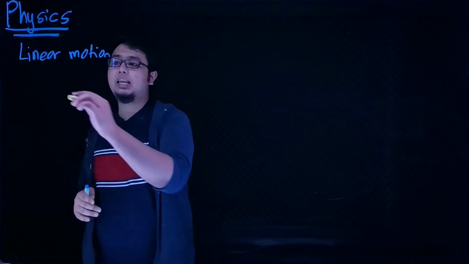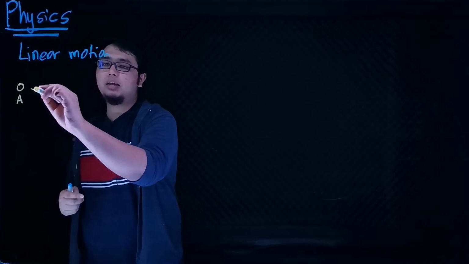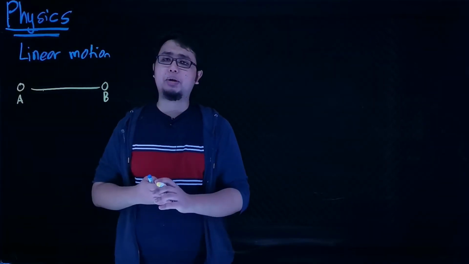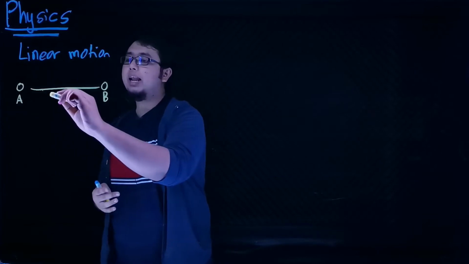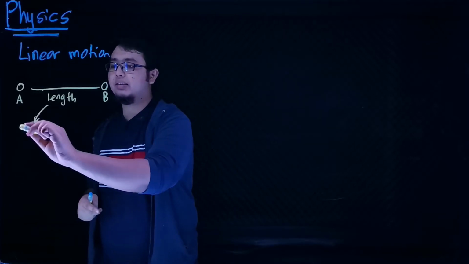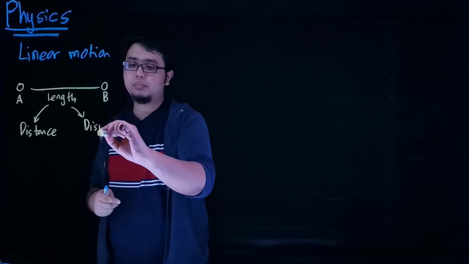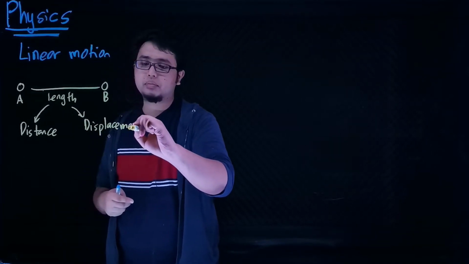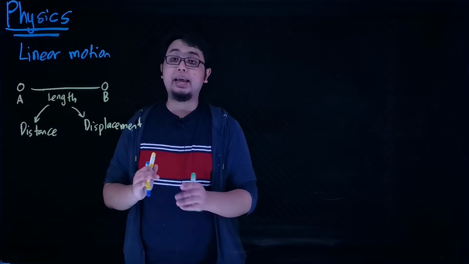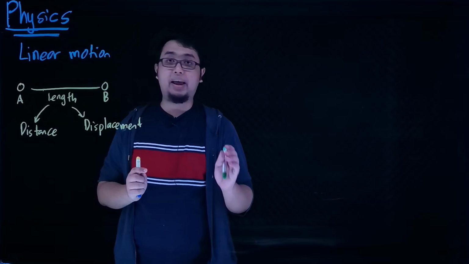So in a linear motion, it involves the movement of an object from point A to point B. This motion from point A to point B is the length. And within length, we have two different quantities. The first is distance, and the second is displacement. The difference between these two is that they are either scalar quantities or vector quantities.